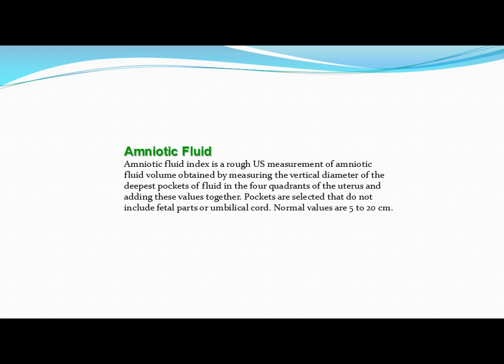Amniotic fluid. Amniotic fluid index is a rough ultrasound measurement of amniotic fluid volume obtained by measuring the vertical diameter of the deepest pockets of fluid in the four quadrants of the uterus and adding these values together. Pockets are selected that do not include fetal parts or umbilical cord. Normal values are 5 to 20 cm.